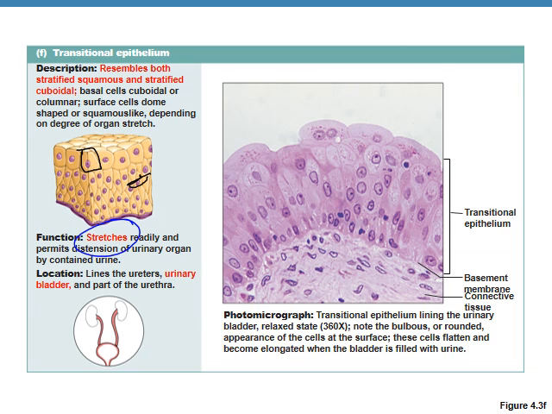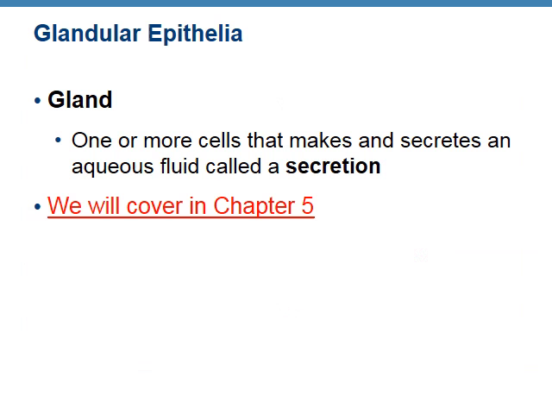What's great about this transitional epithelium is that it stretches. So the best place to locate transitional epithelium is in the bladder. This allows for the bladder to stretch as it fills with urine, and then once the urine is expelled, the bladder will contract back to its normal size.